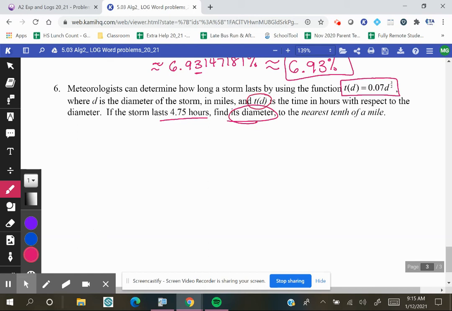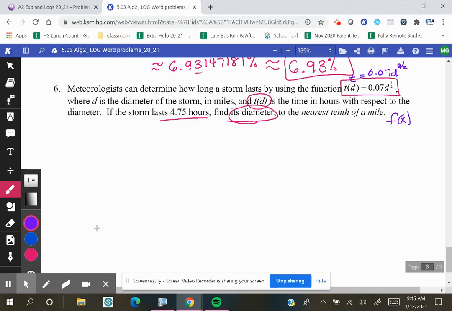So T of D, the most common mistake here is that students think of T of D as T times D. But it is just like saying f of x. It's just how we write the function out. So T of D is one thing. It's really your time. So almost think about it as just T equals 0.07 D raised to the 3/2. Pause the video, see if you can solve this one on your own. It's a little bit different. You're actually not going to need to use logs for this one.